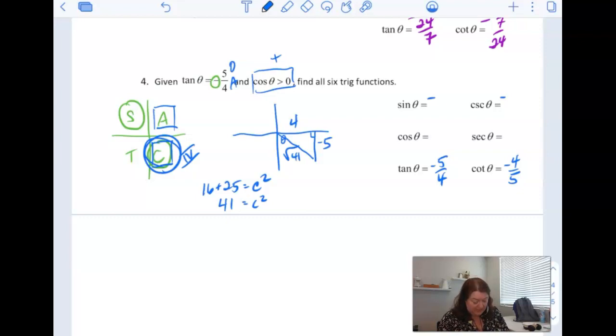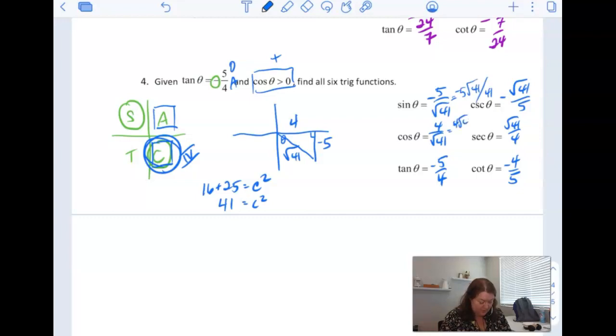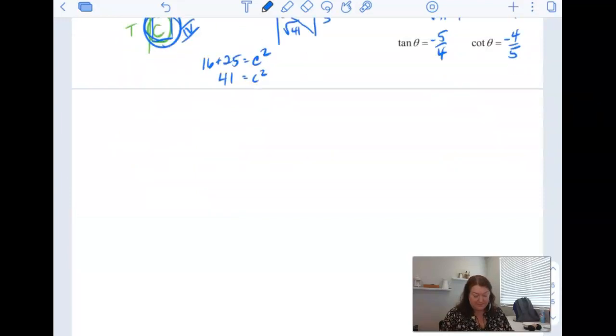So cosine would be 4 over square root of 41. This one is square root of 41 over 4. And then we have negative 5 over square root of 41 and square root of 41 over 5. And again, we would fix this one to be negative 5 square root of 41 over 41. And this one to be 4 square root of 41 over 41. Cool. Awesome. That's it for this one.